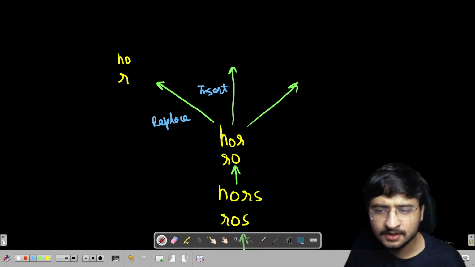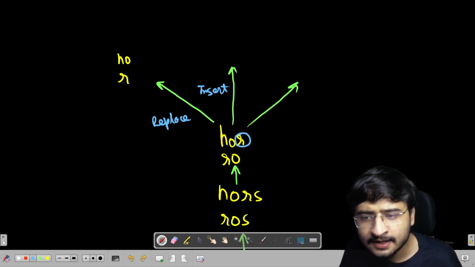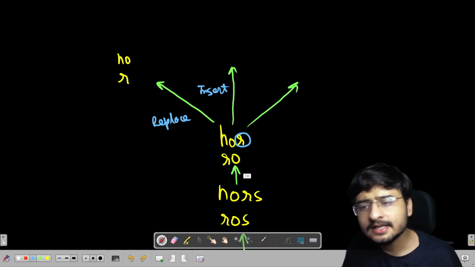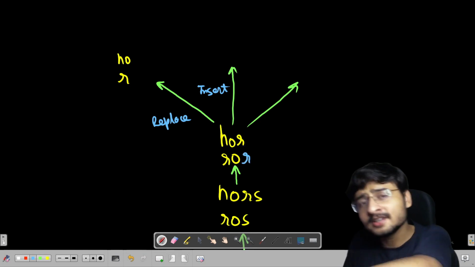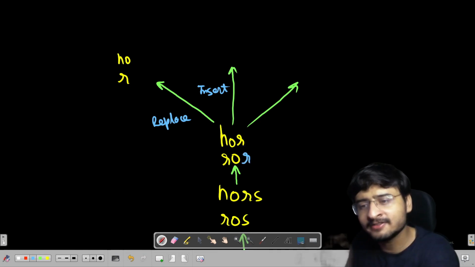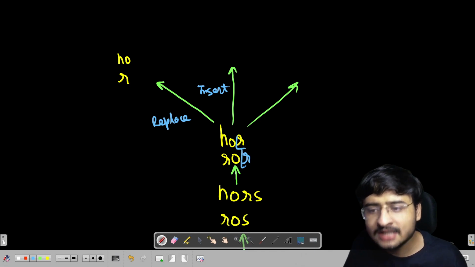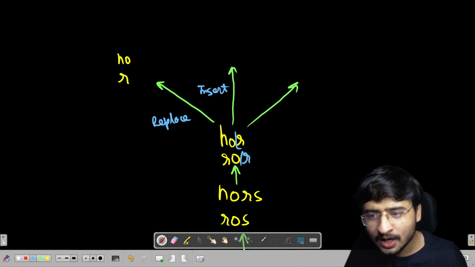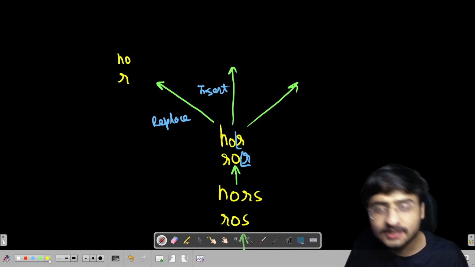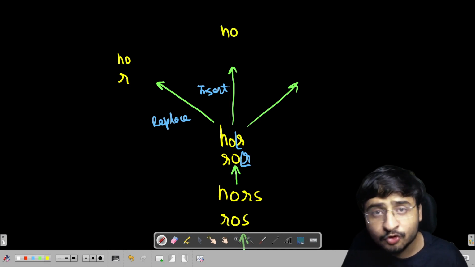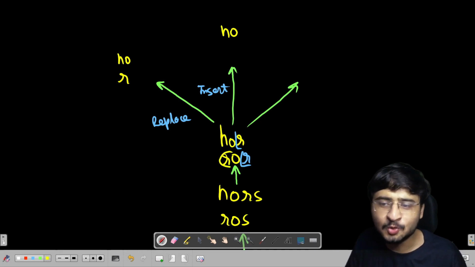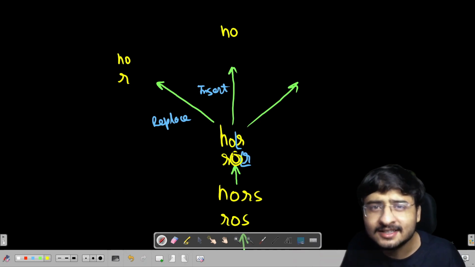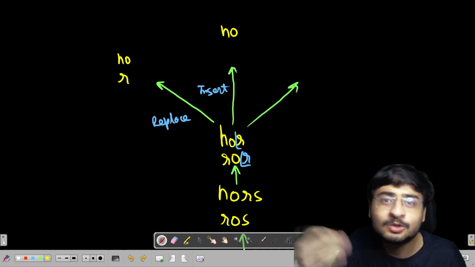In this insertion operation, these are the two strings I'm having, and R is not equal to O. Can I say if I insert an R after this O, these two R's will match? You can see these two R's will match. But what are the remaining strings? HO is the remaining string from S1, but from S2, this O is still intact. I have not utilized this O.